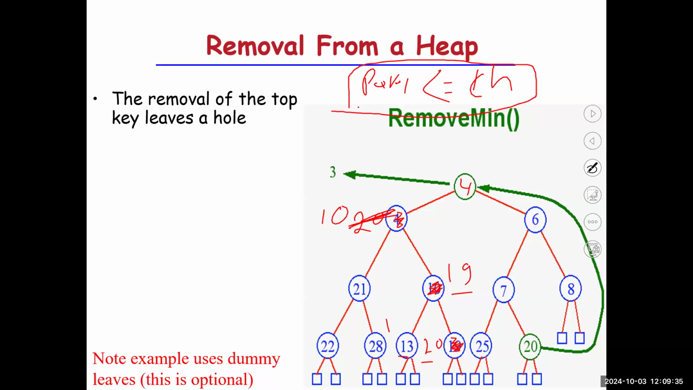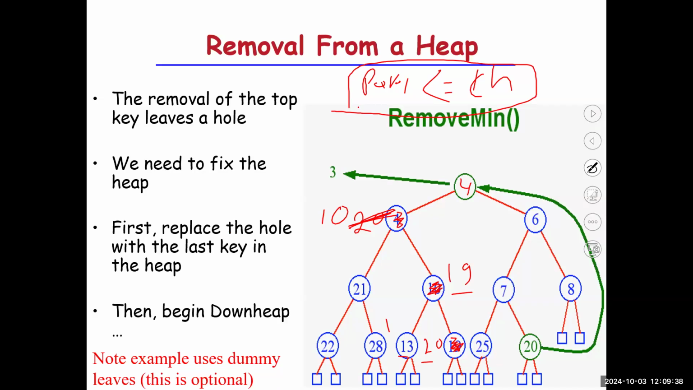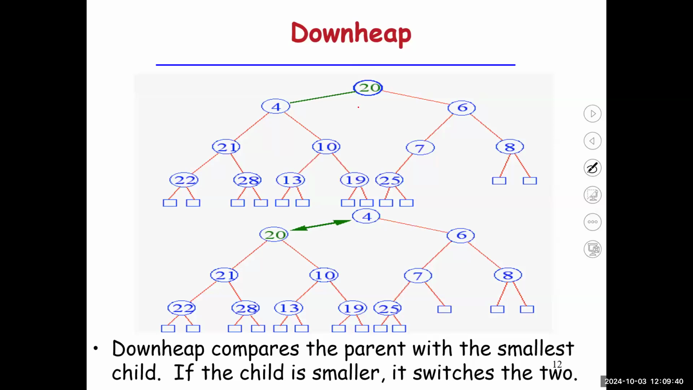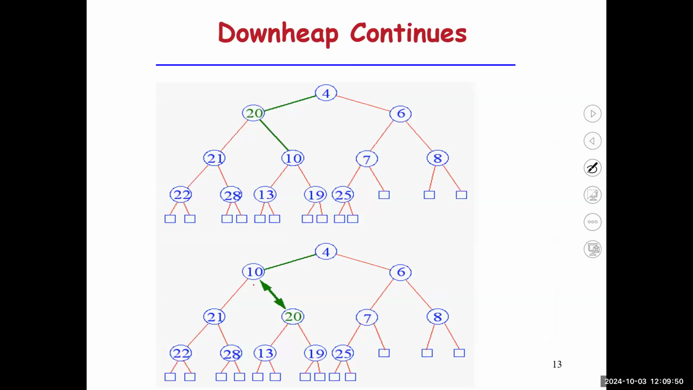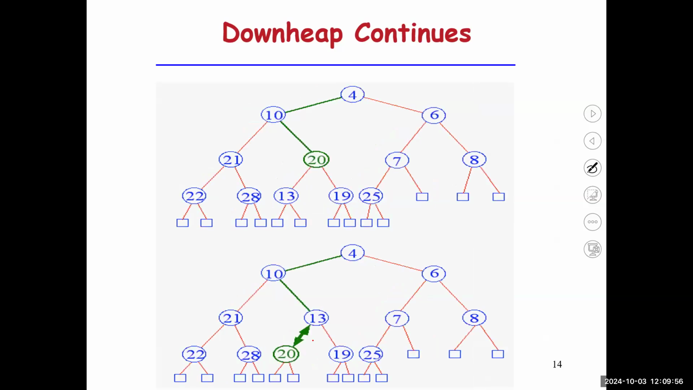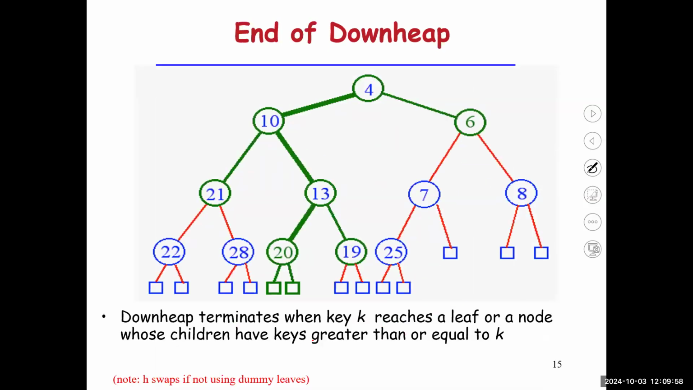Makes sense? Yes, always. So if we continue here, you will see that, okay, I have 20 here. Which one is less, 4 or 6? 4. So I go here. Which one is less, 21 or 10? 10. So I'm going to replace it with 10. Correct? Now 20, 13 or 19, 13 is less. So I'm going to replace it with 13. Now this is a min heap.